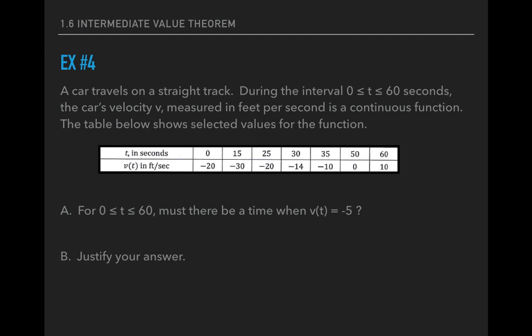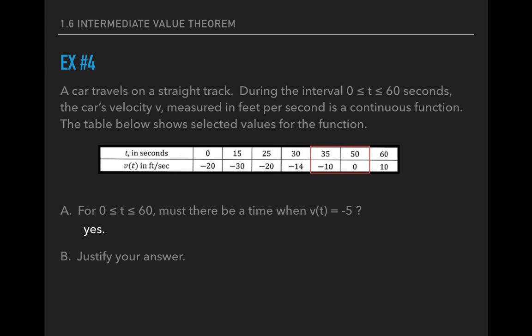Will that happen? Well, what do we ask ourselves? First thing is, is our function continuous? Yes, we were told that in the question. Next thing we check to see is, can our value of -5 fall between values of outputs that are given? Yes, it sure can, and let me turn your attention right here.